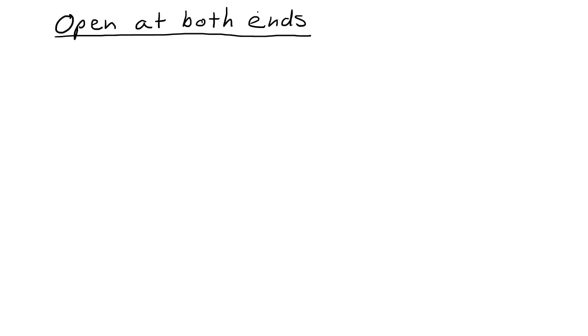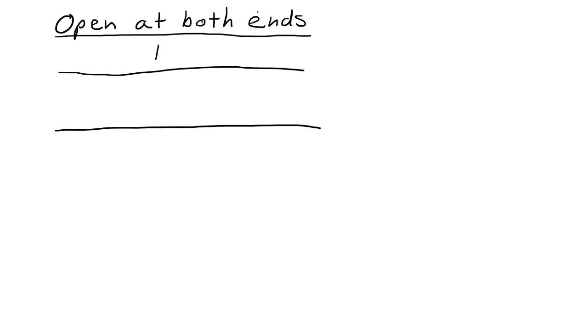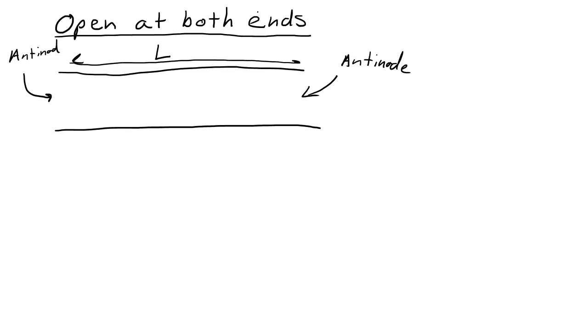The final situation we're going to discuss is a standing wave formed in a pipe that's open at both ends. Just like we had before in the pipe that was open at one end and closed at the other end, whenever we have an open end, we're going to form an antinode. So if I have a pipe of length L, at both ends of my pipe, because they're both open, I'm always going to form an antinode.